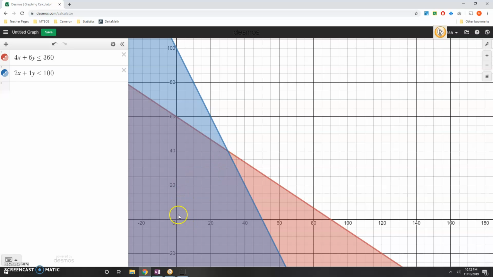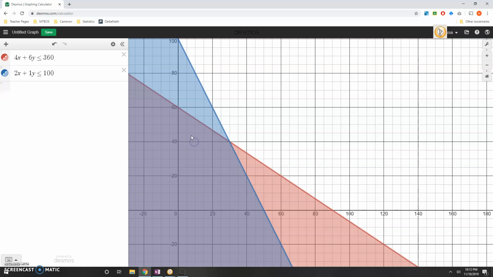So if we wanted to, we could make 20 cars and 40 trucks. That is a solution. 10 cars and 50 trucks, that would be a solution. However, if we were to have 40 cars and 30 trucks, well, that is not going to do. We've got enough wheels there, but not enough seats. So this is what we are looking at here. We are looking for regions where it is shaded in both colors.